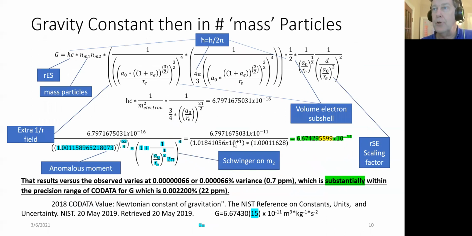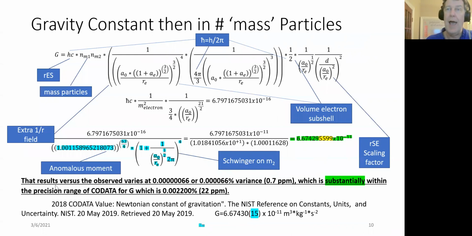So as a result, you then take that number, reduce the number that they've got by that factor, and then remember that that distant particle also has that Schwinger calculation, because you're left with the distant particle. And you end up with 6.6422. And guess what? The CODATA value is 6.6730 with a variance of 15 out of that 30.